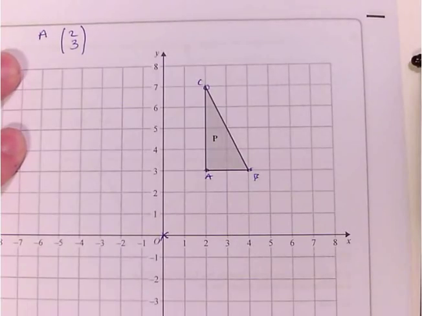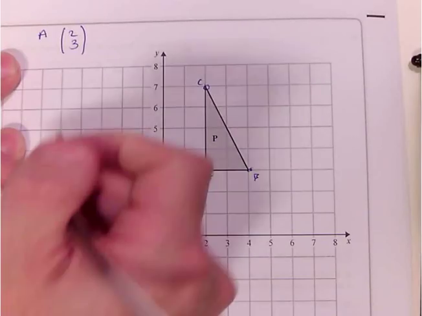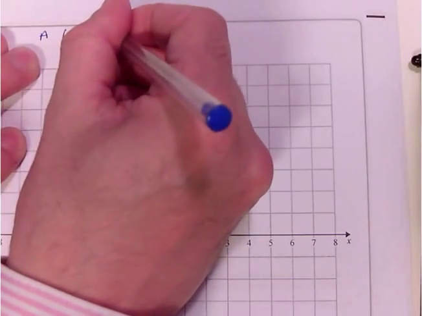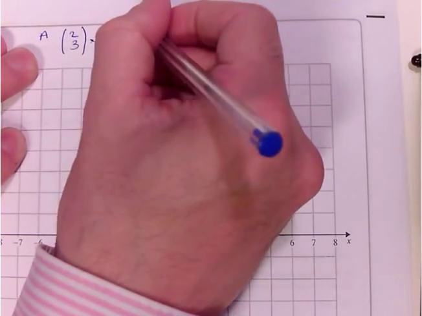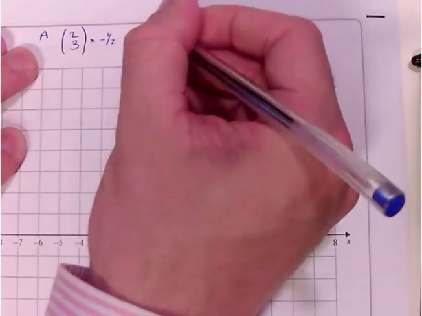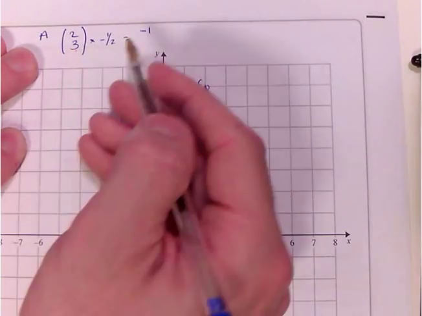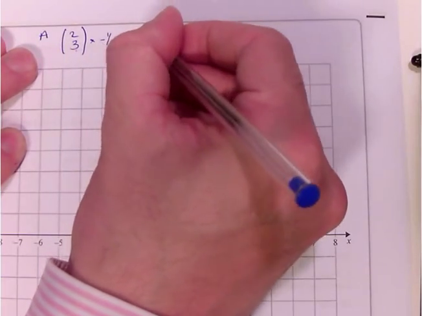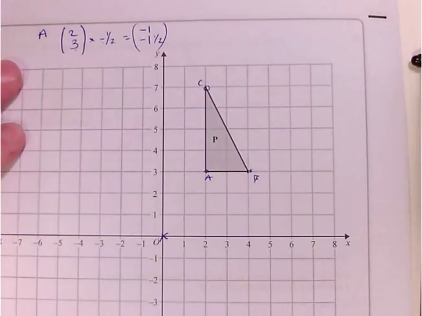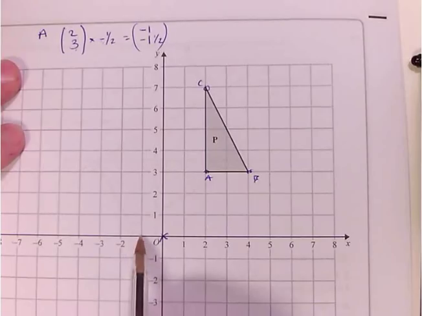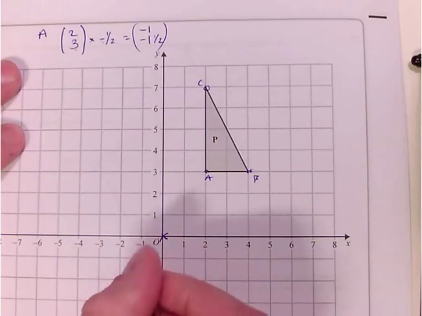But it said the scale factor was -1/2. Multiplied by -1/2. So half of 2 is 1 and a minus, so it's -1. Half of 3 is 1.5 and a minus. So that's the vector for my new A. I'm going to move 1 this way and I'm going to move 1.5 down. There, that's my new point A.